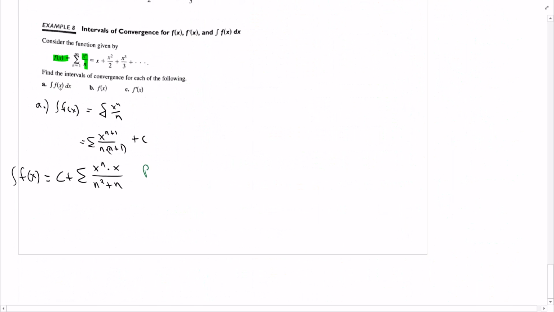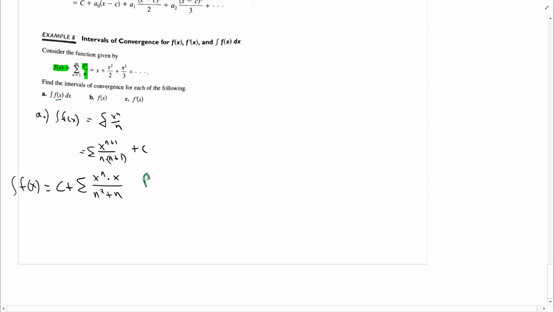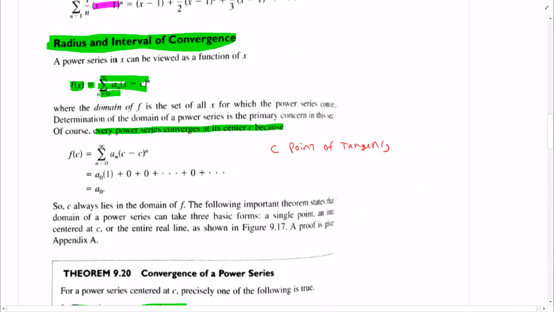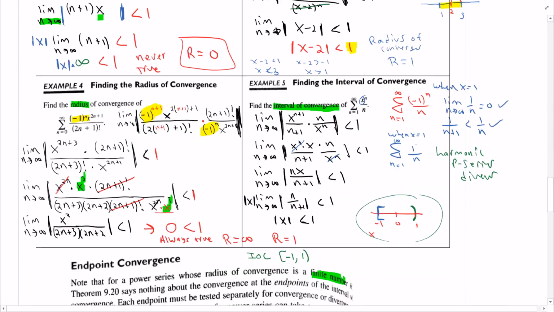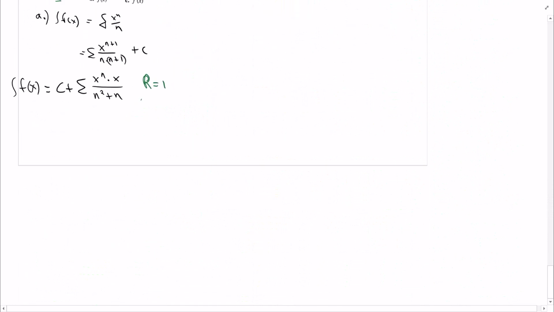We did it for the original, and what this theorem up here is saying is that integrating and differentiating might only change the endpoints, but it won't change the radius itself, right? So the radius of convergence here is 1, and the center was, go back up to example 5 again, the center was at 0, right? So our interval is somewhere between -1 and 1. We just have to check the endpoints, right?